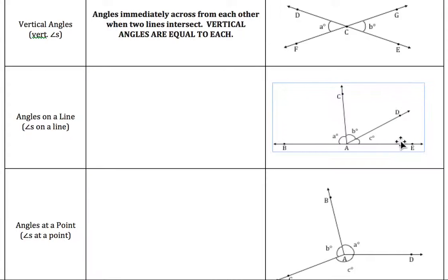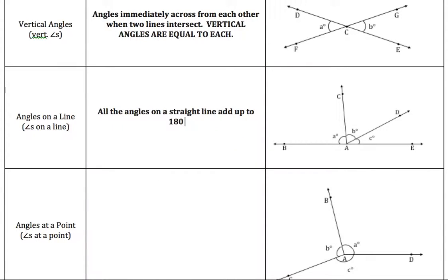What's important that you need to know is that when you have three angles that, when you put them together, give you a straight line like this, all of the angles will add up to 180 degrees. So all the angles on a straight line add up to 180 degrees.